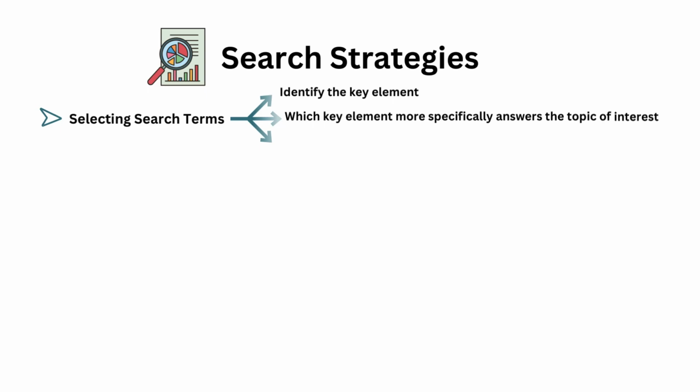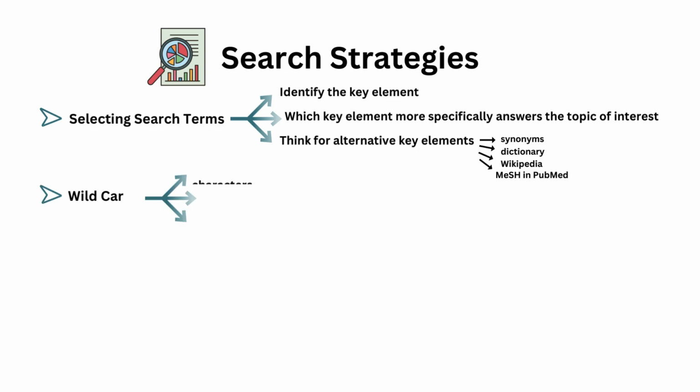Selecting search terms helps define the problem we are searching for. So let's see some guidelines that help in constructing a relevant search term. Identification of the key element: which key element more specifically answers the topic of interest? Think of alternative key elements we can use, like synonym, dictionary, Wikipedia, Medical Subject Headings, and PubMed.